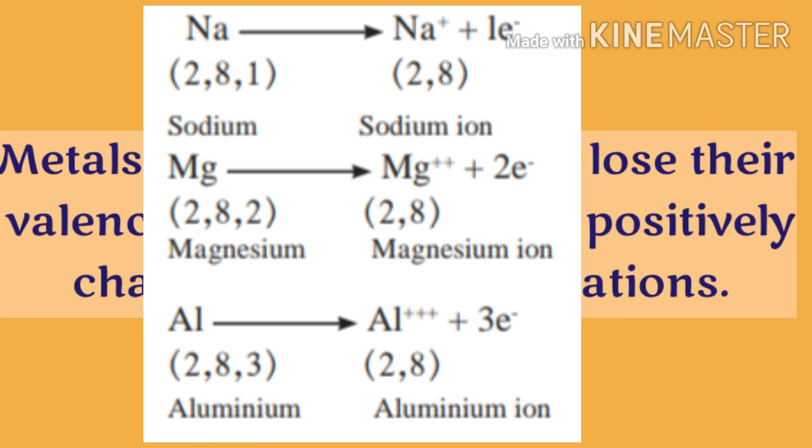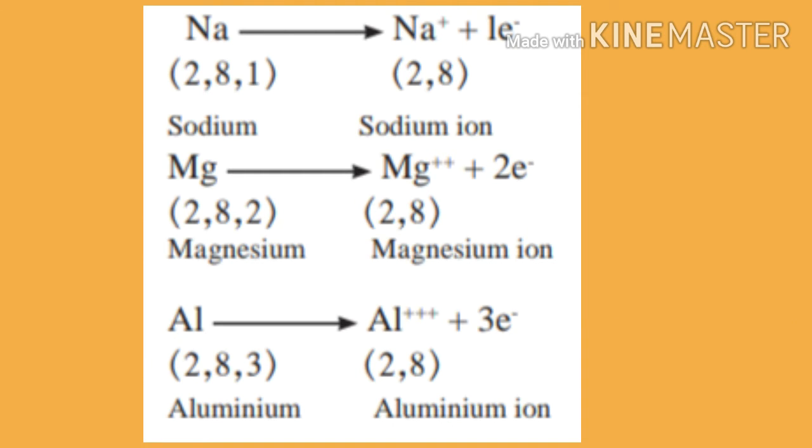Sodium, the configuration is 2, 8, 1. To complete the octet, sodium loses 1 electron from the outermost orbit and it forms sodium ion, Na plus, by losing 1 e minus.